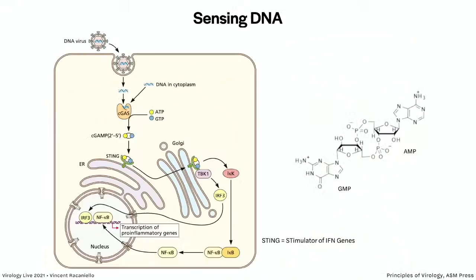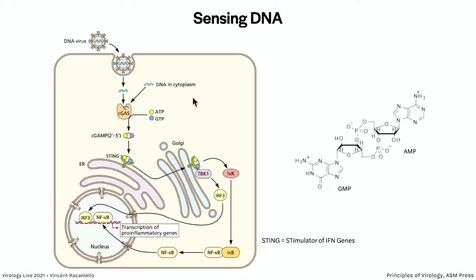Very cool. DNA is also sensed. There are multiple DNA sensing pathways. The one we talked about in immune 50 is amazing. It's red blood cells, surface of red blood cells. This is a pathway for sensing DNA in the cytoplasm. DNA shouldn't be there. DNA in the cell should be in the nucleus. So if DNA is in the cytoplasm of the cell, it's probably resulting from a virus infection of some kind.